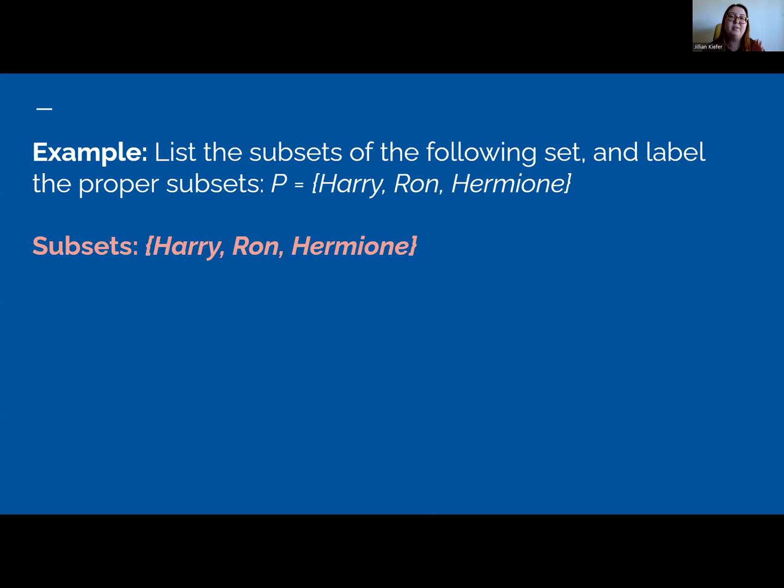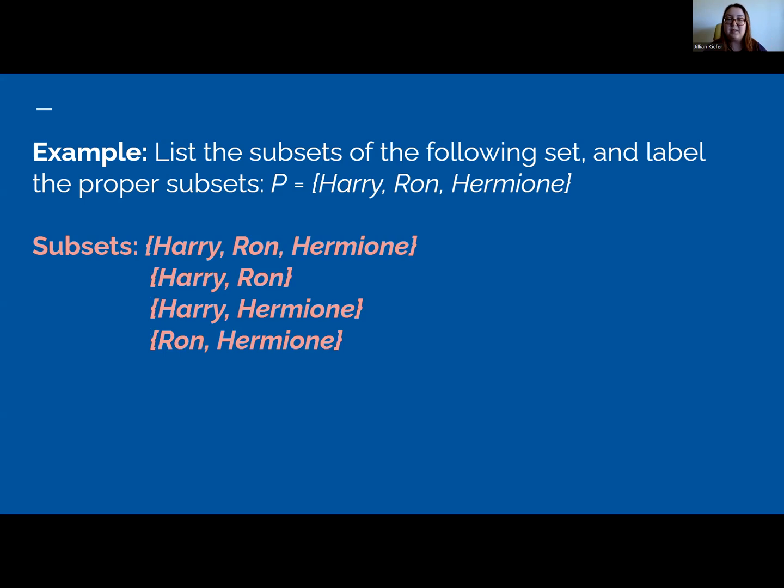I want all the different subsets of 2. And since there's 3 of them, there's a couple different ways we can have different combinations of just 2. We can have Harry and Ron, Harry and Hermione, and Ron and Hermione. Those are the different combinations of 2. So we write those down: Harry and Ron, Harry and Hermione, Ron and Hermione. So we've listed all of our different combinations of 2.